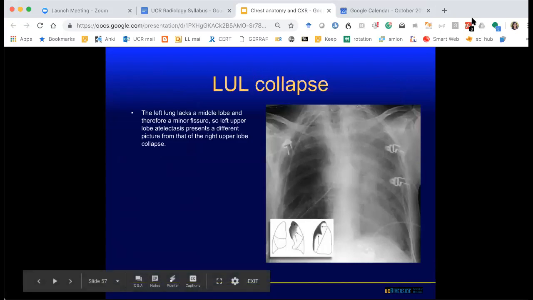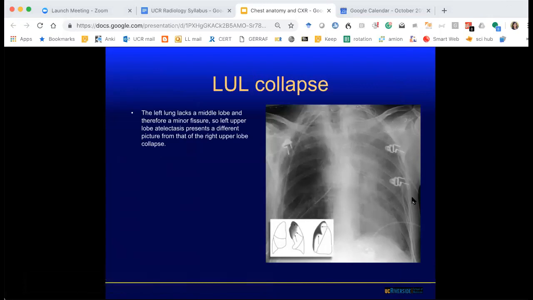So here we have, what do we have here? Which side looks abnormal to you? Right side or the left side? Left side. And what's wrong with the left? Hazy. Yeah, it's super hazy, right? And what else is wrong with the left side?